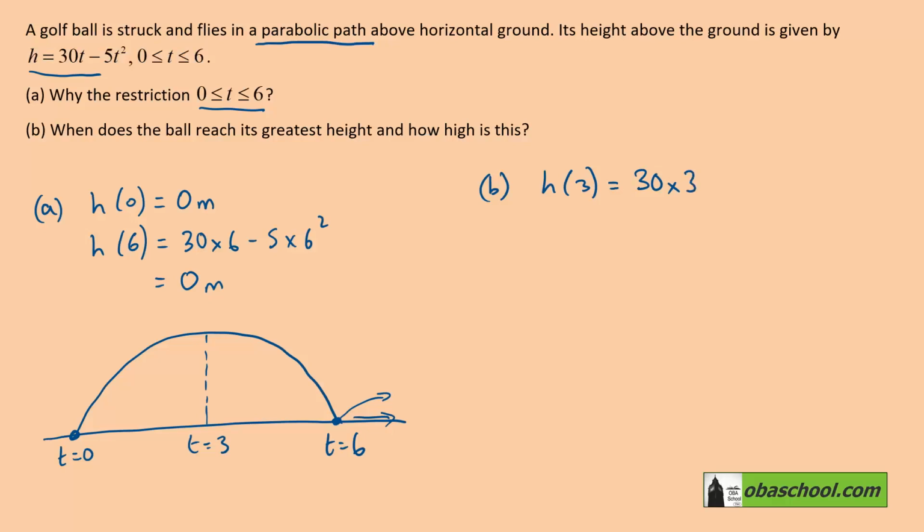30 times 3, take away 5 times 9. So that's 90, take away 45, which is 45 meters. And that's at t = 3 seconds.